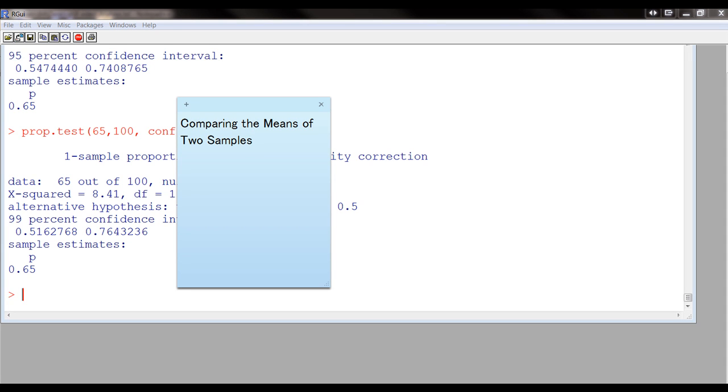Okay, now we're going to do comparing the means of two samples. So this is like, for example, suppose you have two machines that are producing something, like a TV or a monitor, and you're checking the mean number of monitors that machine one makes per hour, and the mean number that machine two makes per hour. So you want to decide whether they're basically working at the same rate or not.